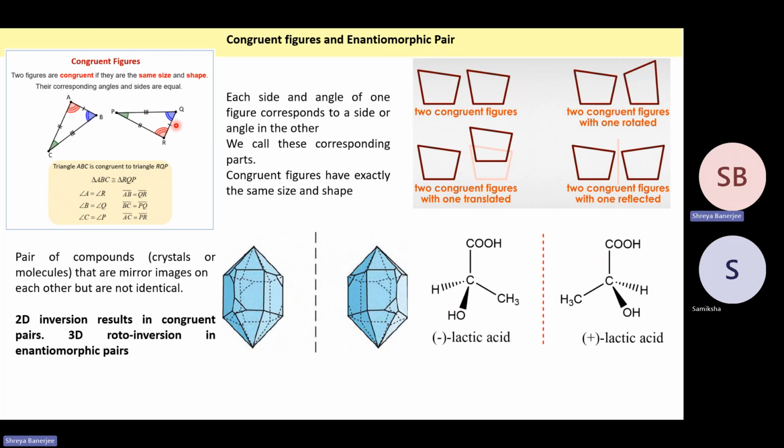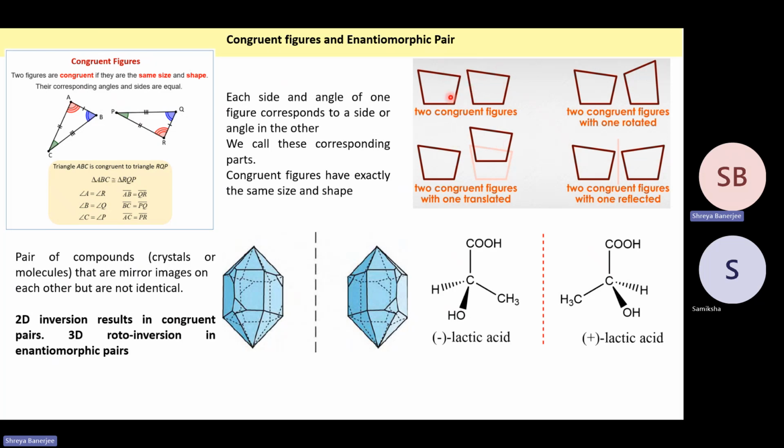Now we will just look into what are congruent figures. Two figures are congruent if they are the same size and the same shape. So the corresponding sides also have to be equal in length, and the angles also have to be equal. Only then can you call two figures congruent. Here you can see these two figures are congruent because the sides are of equal length in both, and corresponding angles are also equal.